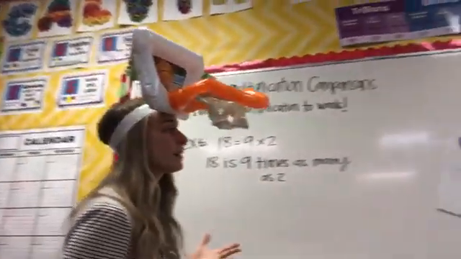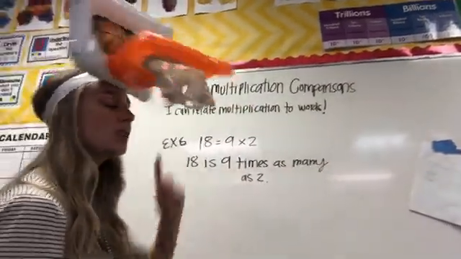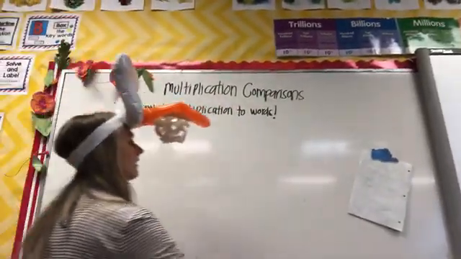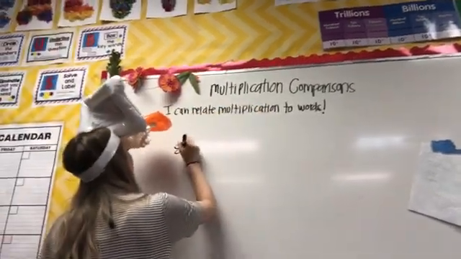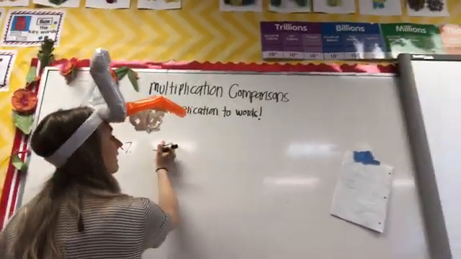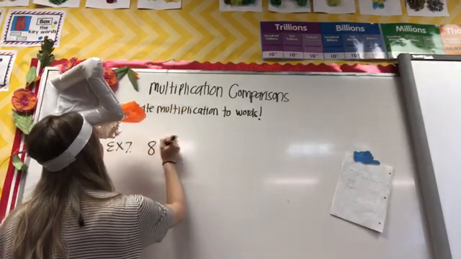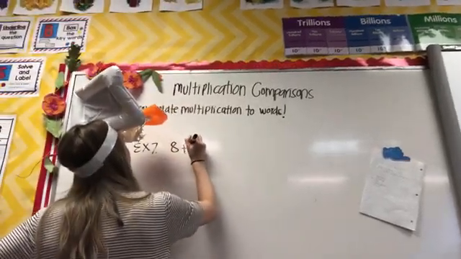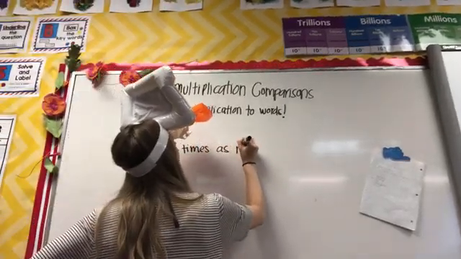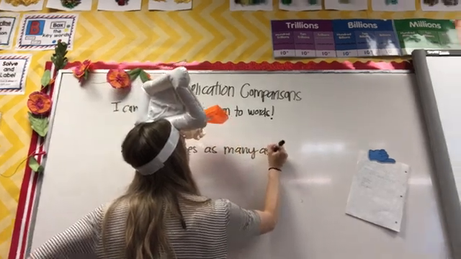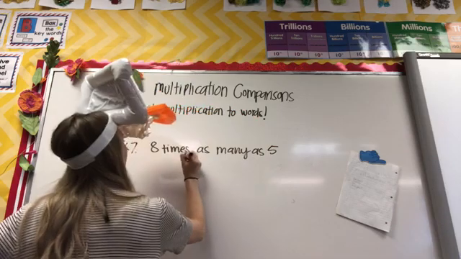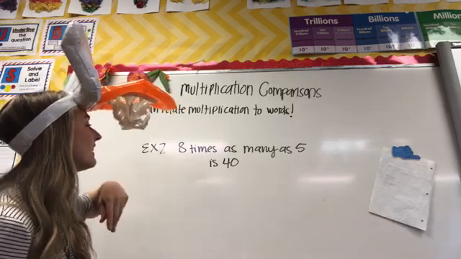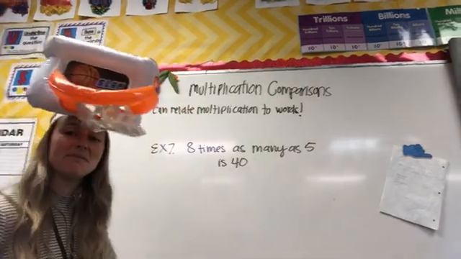Okay, for your second pause question, we're going to do the opposite. I'm going to give you words and you're going to change it into a problem. All right, here we go. Last example. We're on 7. All right, if I gave you 8 times as many as 5 is 40. Pause this and go ahead and give me a number form. But I'm going to keep going.